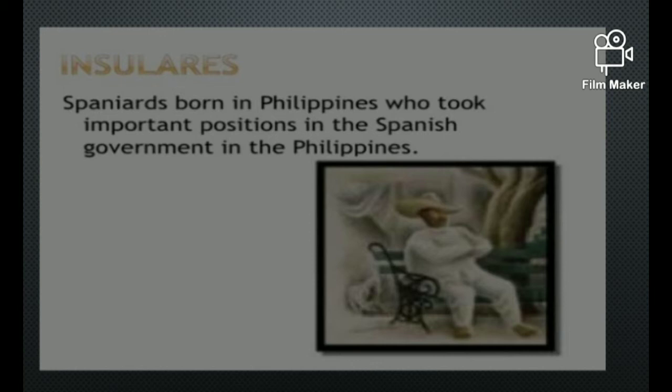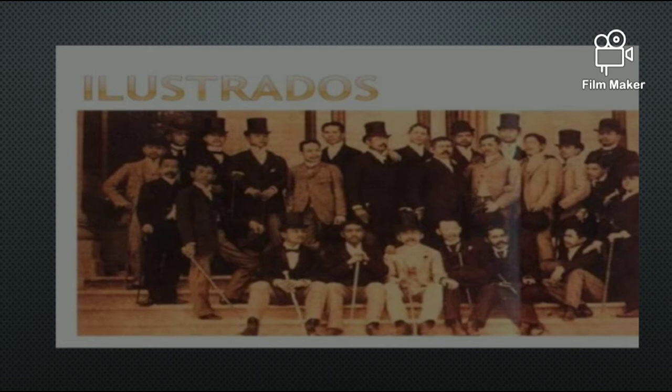Insulares. Insulares are Spaniards born in the Philippines, who receive discrimination from fellow Spaniards, but they enjoy various government and church positions. Ilustrados. Ilustrados constituted the Filipino educated class during the Spanish colonial period in the late 19th century. They were the middle class who were educated in Spanish and exposed to Spanish liberal and European nationalist ideals.